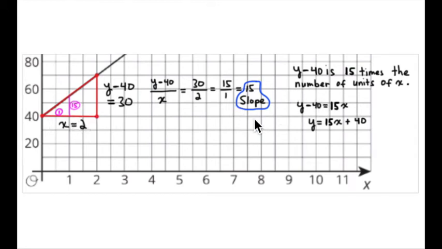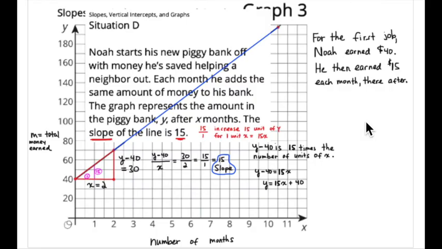All right, so the y's and the x's, the left side of the equation. So it's y minus 40. You have to subtract this 40 over x. So y minus 40 is 15 times the number of units of x, or it's 15 times x. So y minus 40 equals 15 times x. So y, if you subtracted that 40, you have to add that 40 back. So y is equal to 15x plus 40. So that's the equation. So the story, there's only one story that has a slope of 15.